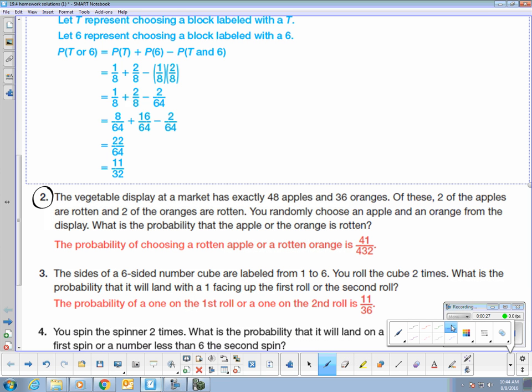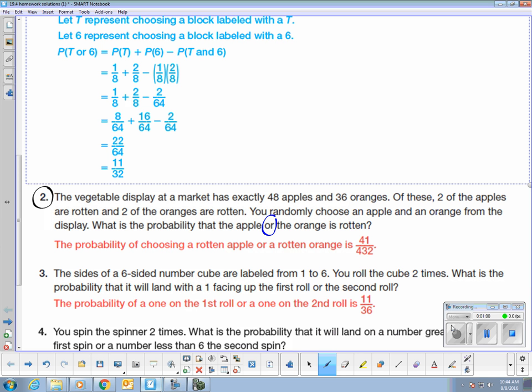In this problem, we are at a vegetable display at the market. There are 48 apples, there are 36 oranges, and in this pile of 48 apples and 36 oranges, 2 of the apples are rotten, 2 of the oranges are also rotten. And we pick first an apple, then we pick out an orange, and we want to know what is the probability that the apple or the orange is rotten.